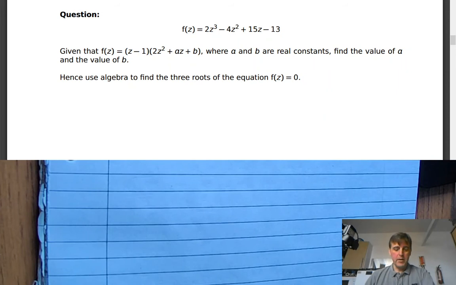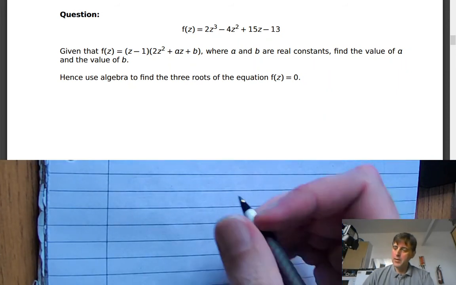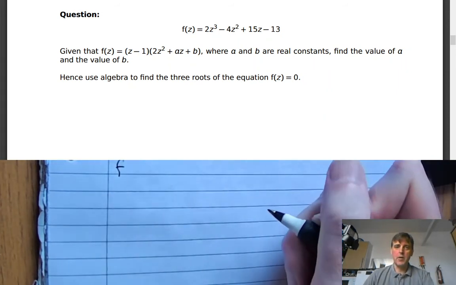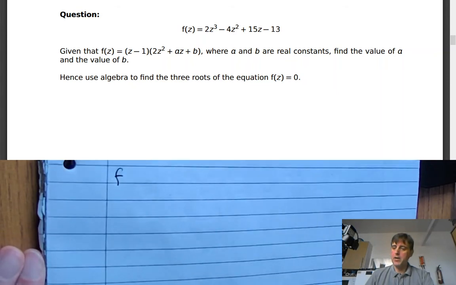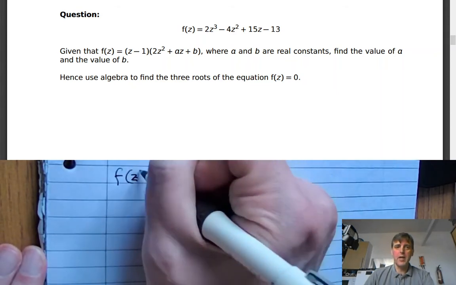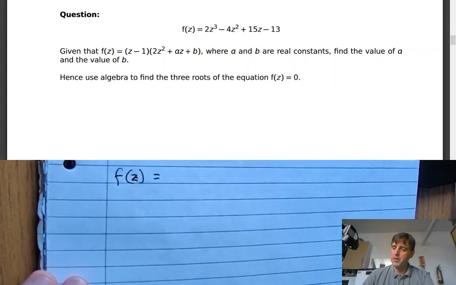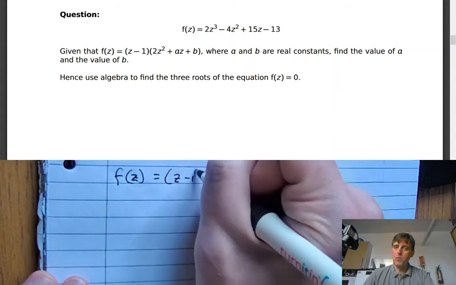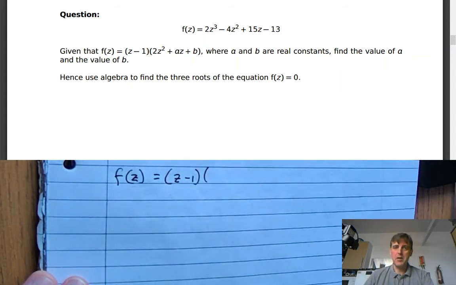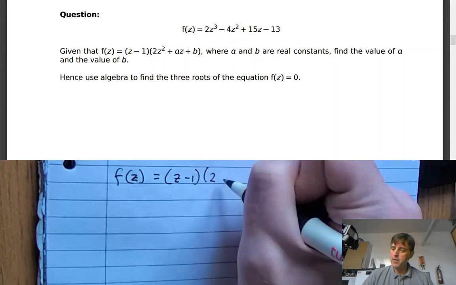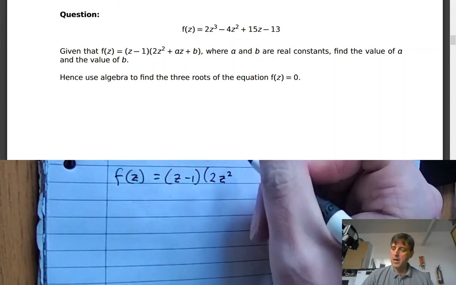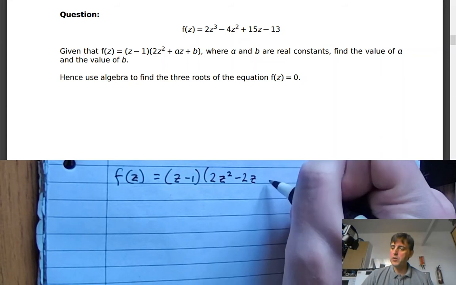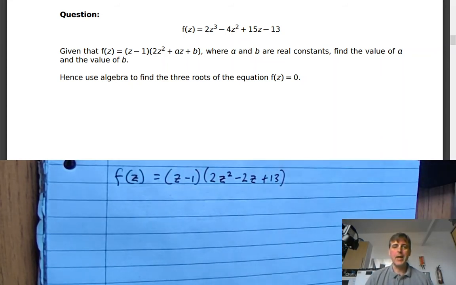How did you get on with this one? Well, let's write down the answer you should have got here. Our f of z, when we factorize it, we're given a bit of a clue there. We're told that z minus 1 is a factor. But when you factorized it using whichever method you like, you could have done long division, you could have done some other method, you should have ended up with 2z squared minus 2z plus 13 as the other factor. So, hopefully you got that right.